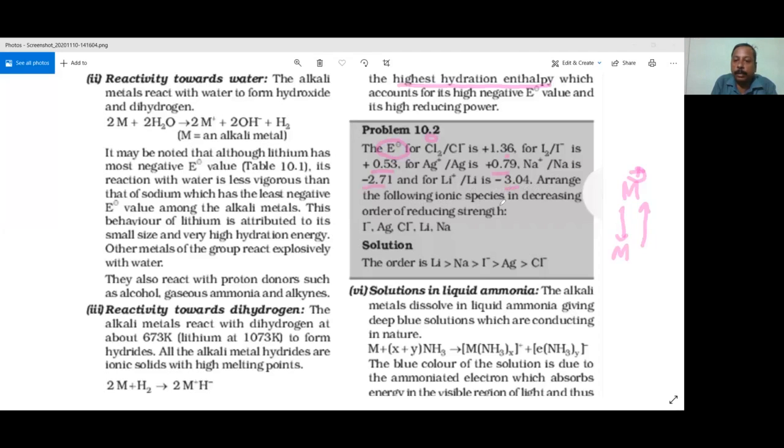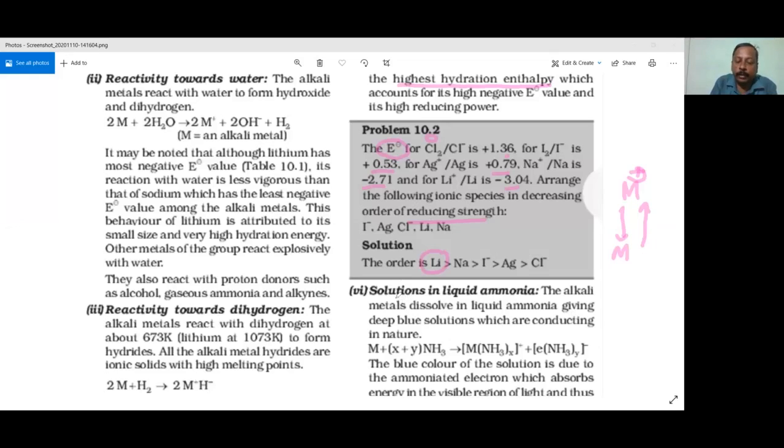Arrange these ionic species in the decreasing order of reducing strength. Very simple. Lower the reduction potential, higher will be the reducing power. Reduction potential should be lowest possible, then reducing potential will be very high.